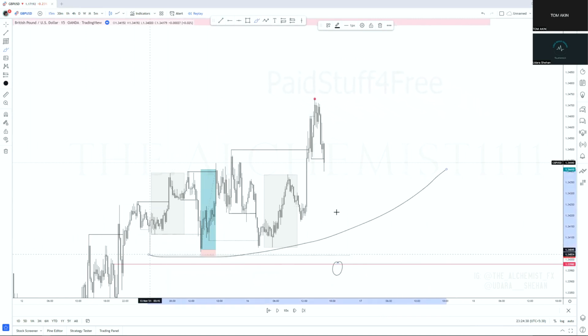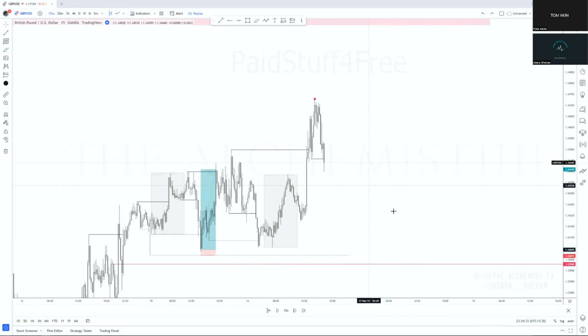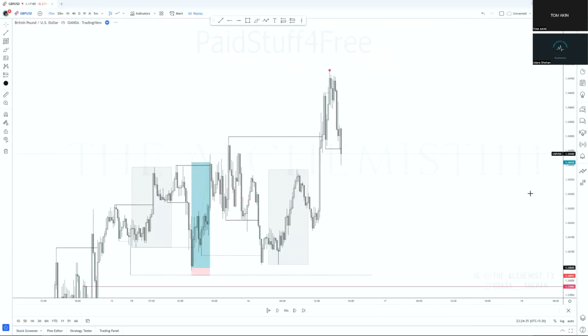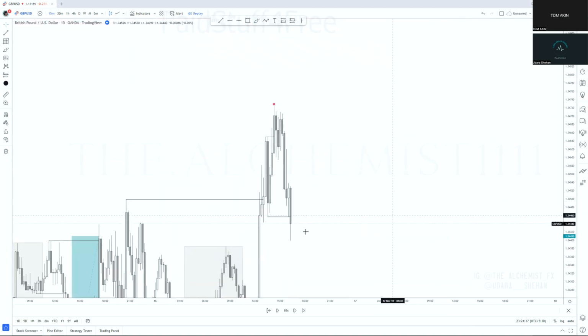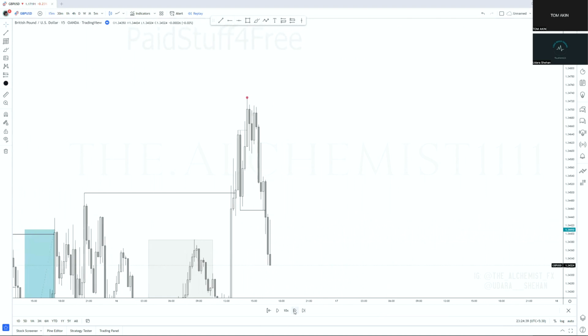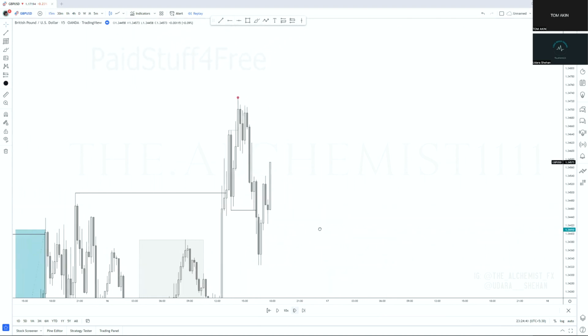You can see that, right? Very clear liquidity. So we'll have to wait now. So now I'm on the 5 minute, waiting for another range. Look at this. High is created.